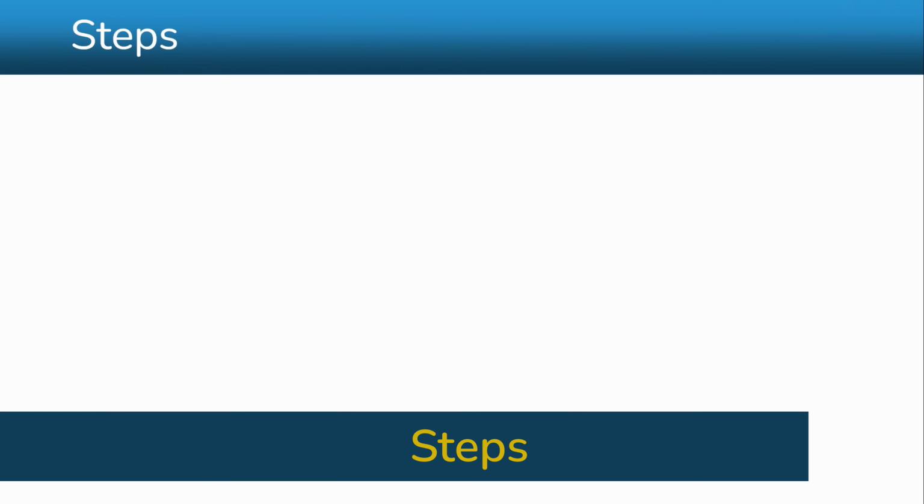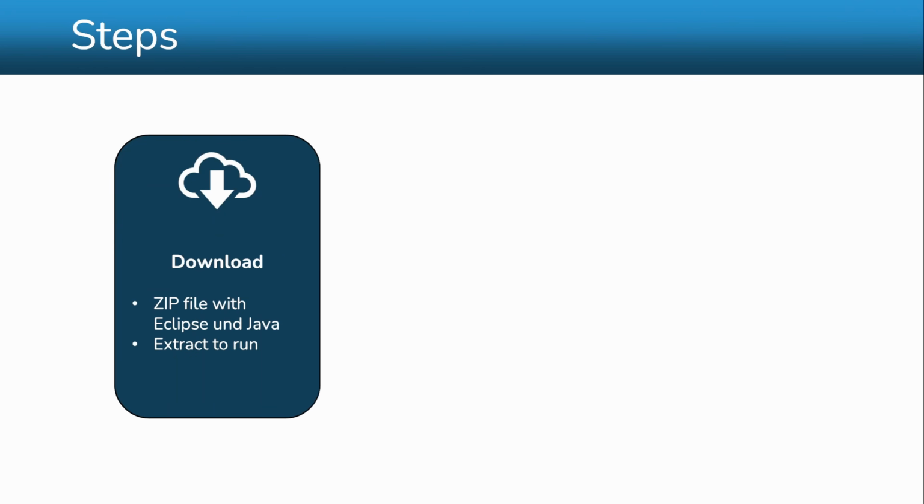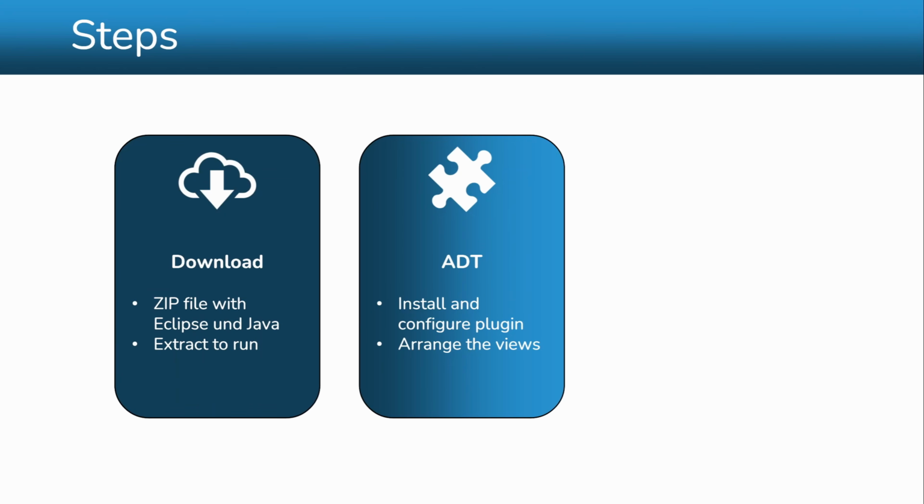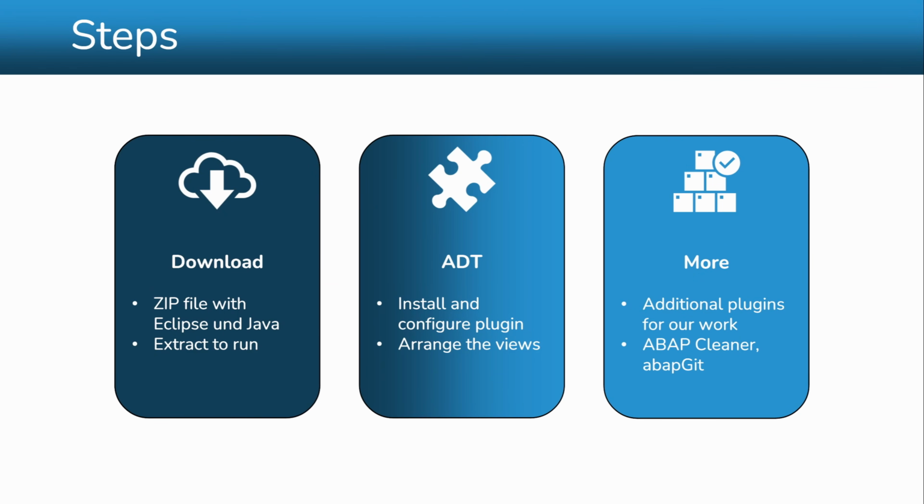In this episode, we look at the installation of the ABAP Development Tools, ADT for short. We proceed step by step in order to have a working version at the end and connect to a cloud system. In the first step, we download the zip file, which saves us having to install the components. In the second step, we install the ABAP Development Tools and configure them for our use. And in the last step, we install additional optional plugins that we need for our work.